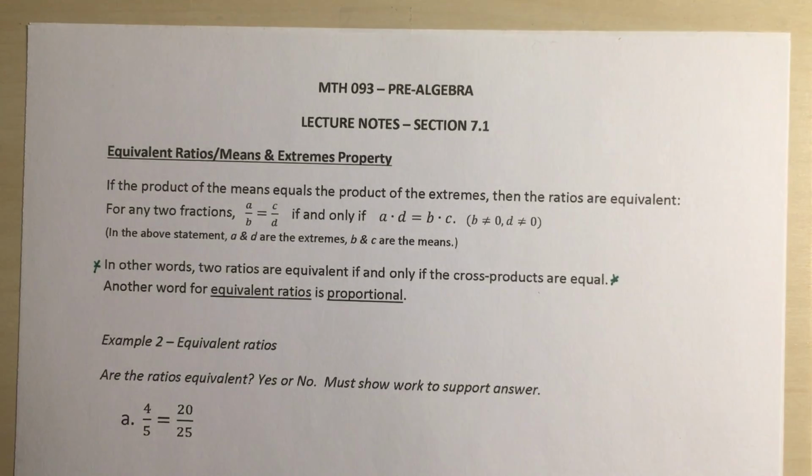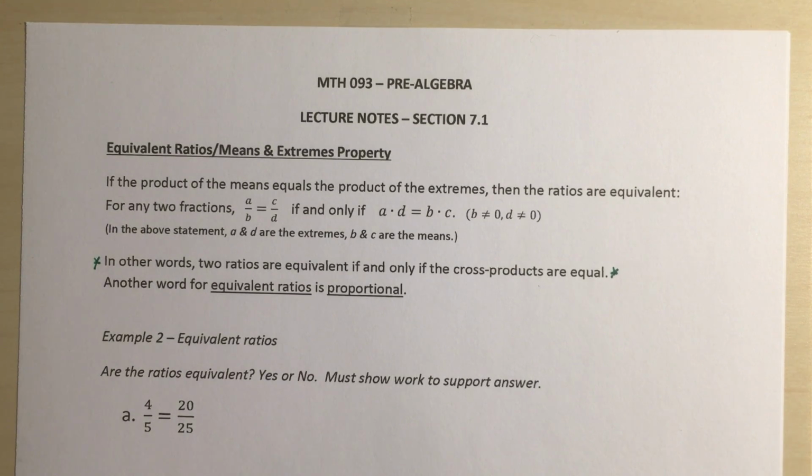Another word for equivalent ratios is proportional. So we're going to talk about proportions in section 7.3 and in your homework. The homework on MyMathLab, you will see the word proportional in a lot of those problems as well. So equivalent ratios and proportional mean the same thing. All right, so what we're going to do here is we are going to multiply. We're going to find two products and then use that to answer our question.